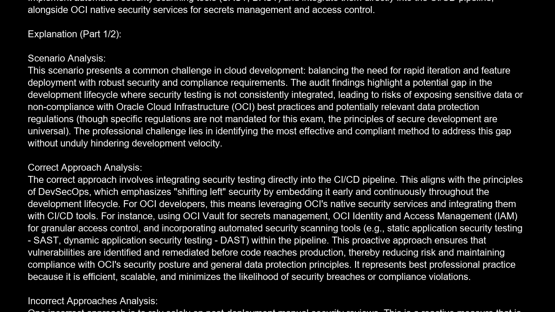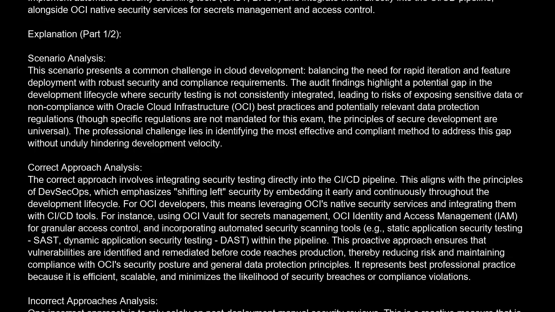This proactive approach ensures that vulnerabilities are identified and remediated before code reaches production, thereby reducing risk and maintaining compliance with OCI's security posture and general data protection principles. It represents best professional practice because it is efficient, scalable, and minimizes the likelihood of security breaches or compliance violations.